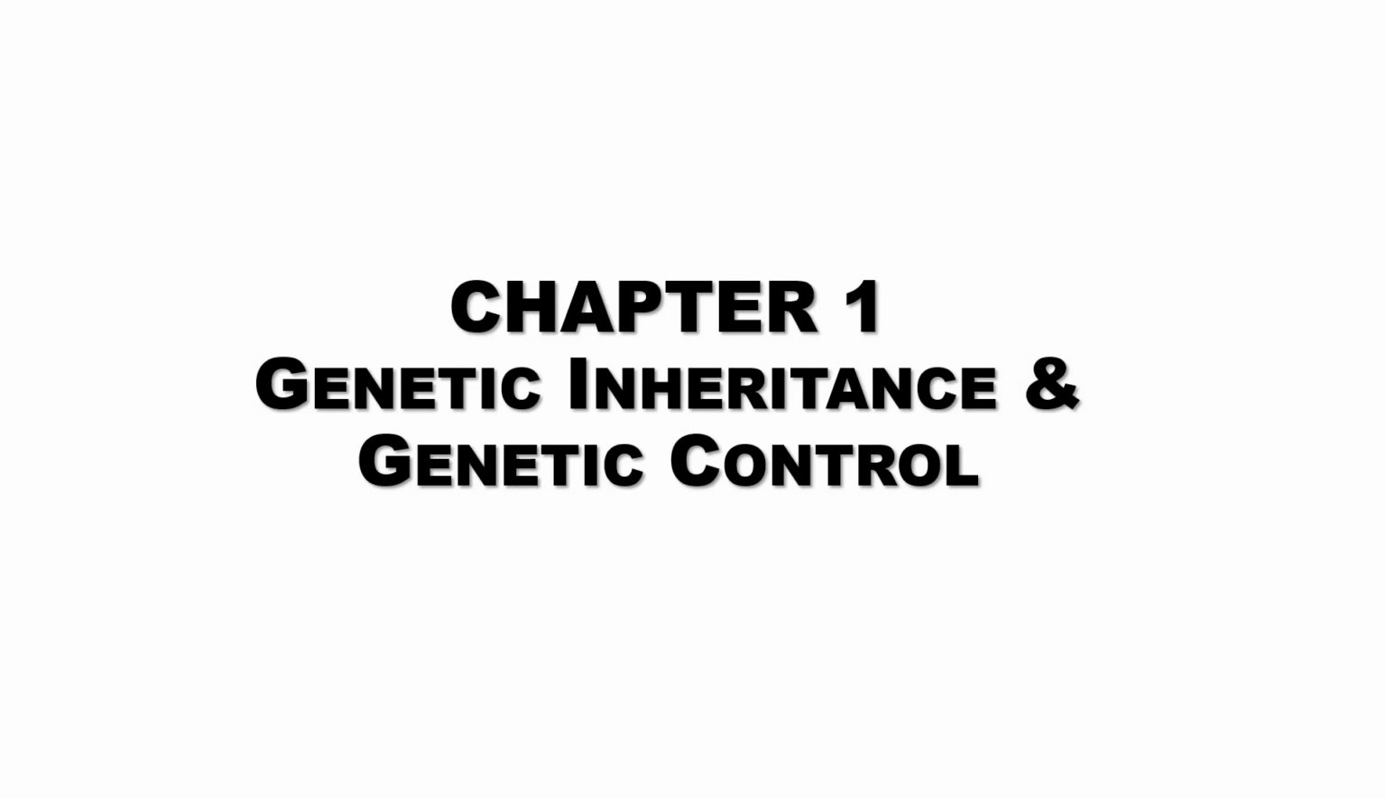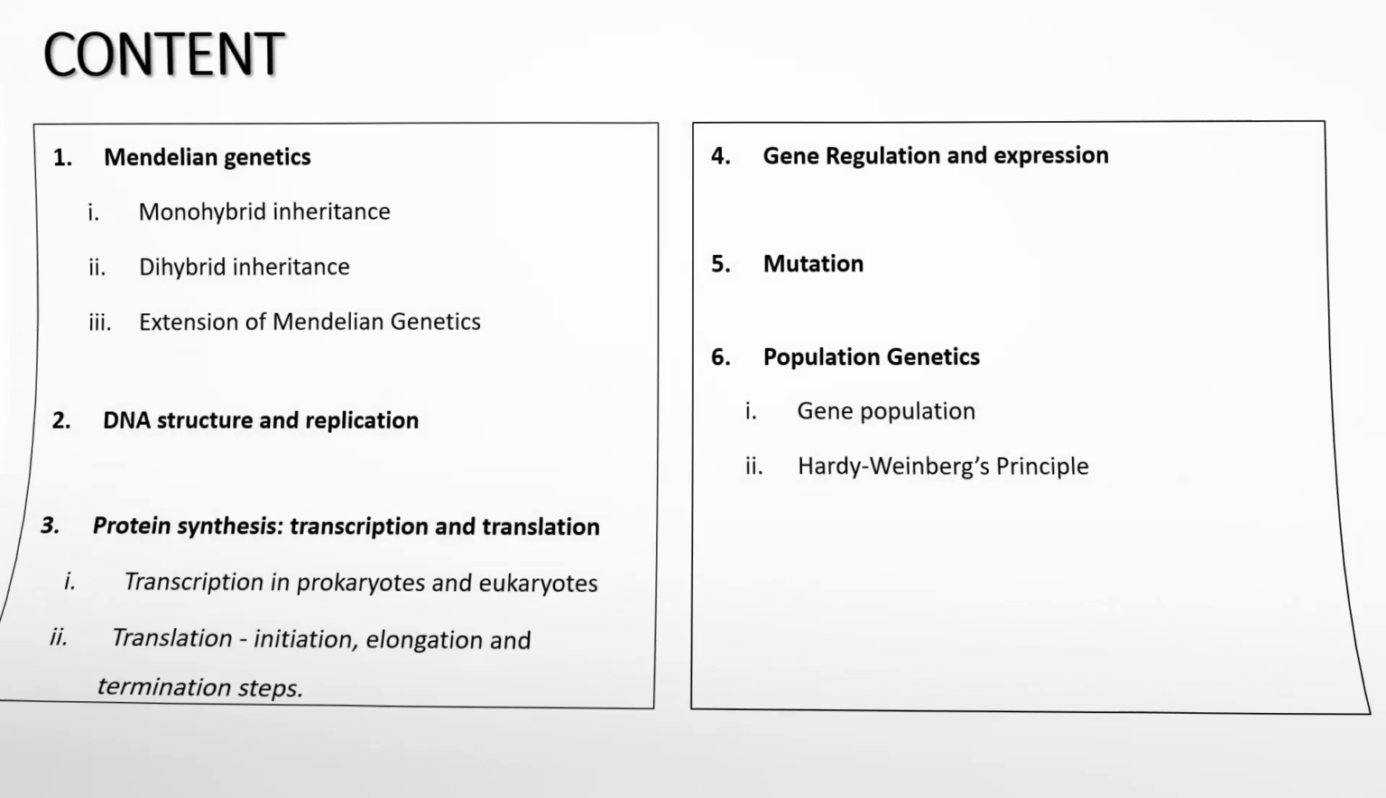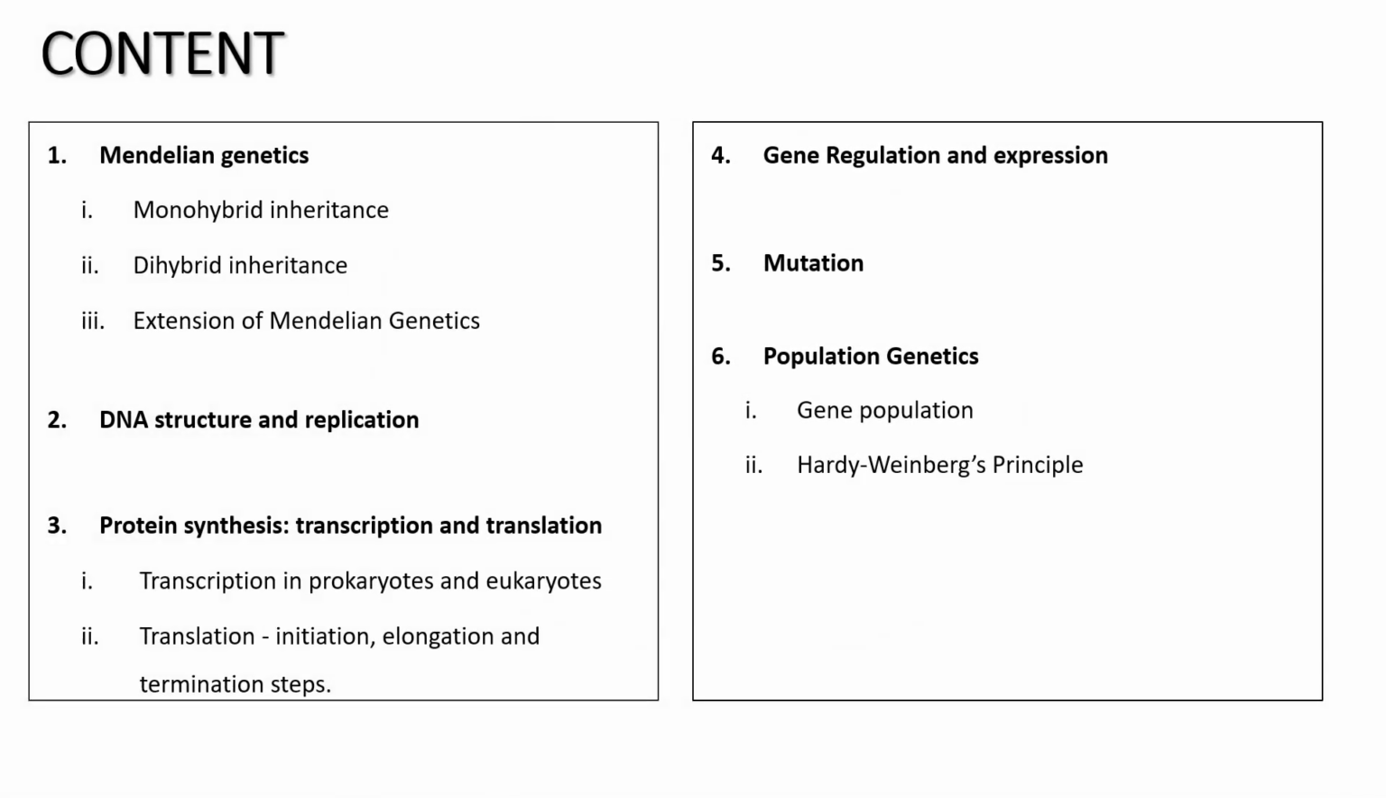Chapter 1: Genetic Inheritance and Genetic Control. In this chapter, we are going to cover the following subtopics. Number 1, Mendelian Genetics. In this subtopic, we are going to cover monohybrid inheritance, dihybrid inheritance, and extension of Mendelian genetics. Number 2, DNA structure and DNA replication.